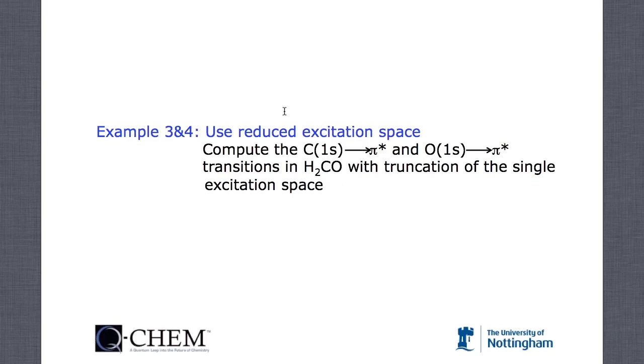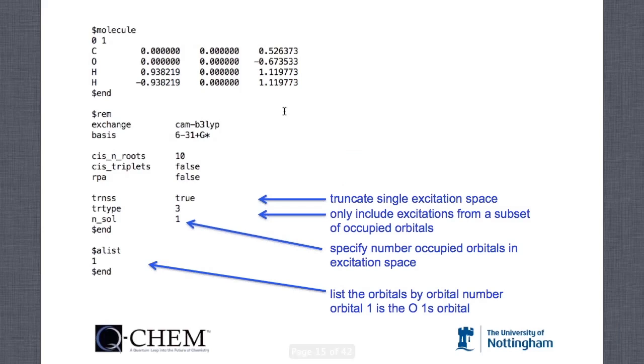So what we want to do is just compute excitations from the carbon 1s orbital. Again, this is our input, formaldehyde, can be free lip. All this up to here was what we had before. Now we've added these extra bits of input, and what this is doing is telling our time-dependent DFT calculation to just compute a subset of the electronic excitations. So we turn on this keyword TRNSS, which stands for truncation of the single excitation space, to true. We select this truncation type to be free, and by doing this, it will include excitations from the orbitals specified to the complete unoccupied space.